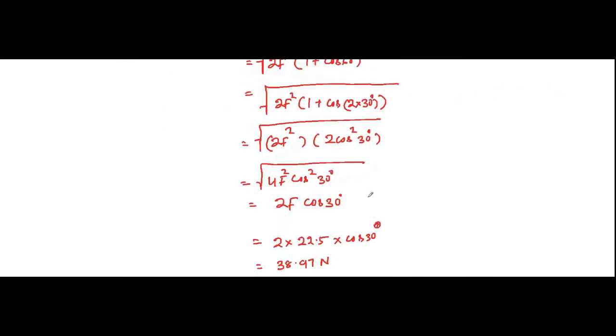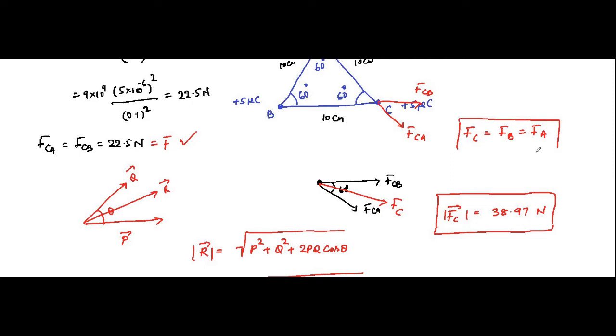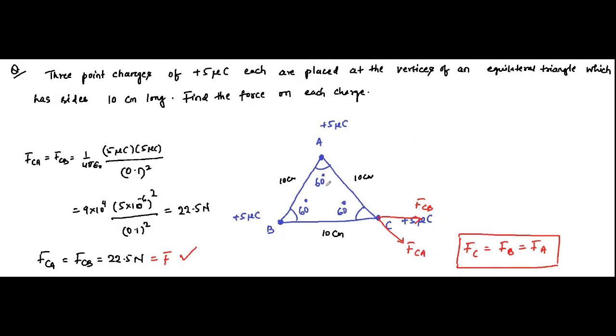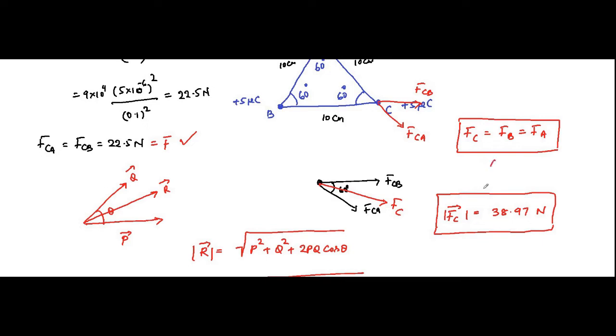we used it to get the result. This is the result. The net force acting on the charge C is 38.97 Newton, and that is also equal to the net force acting on B and the net force acting at point A, because it is an equilateral triangle where all the sides are same, which means separation distance between charges is same. Magnitude of the charges placed at these three vertices, that is also same. It means the net force acting on each of these points will be same, that is equal to 38.97 Newton.